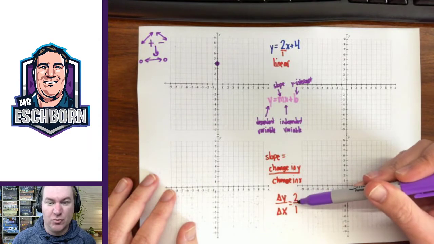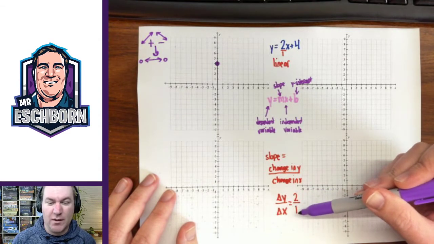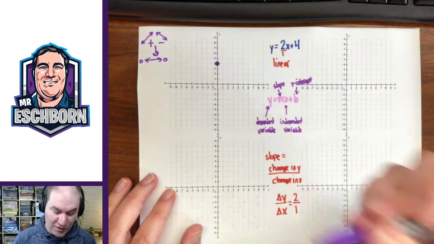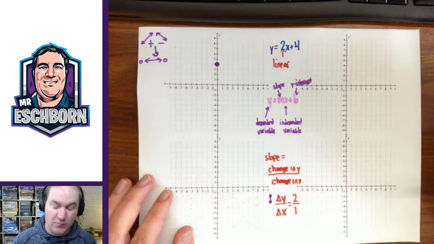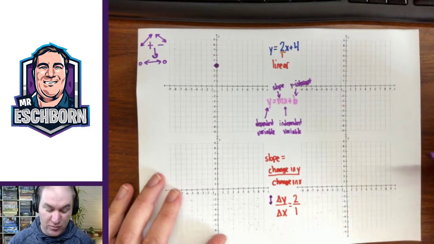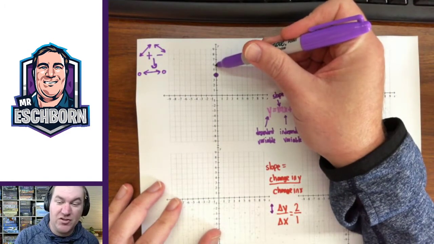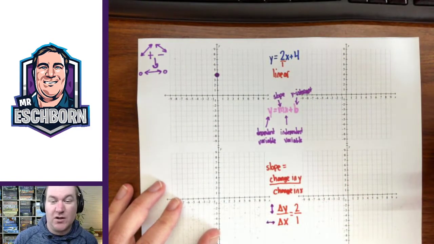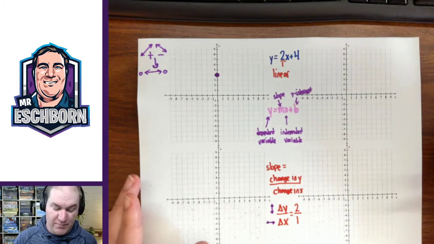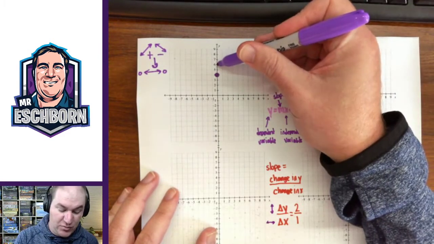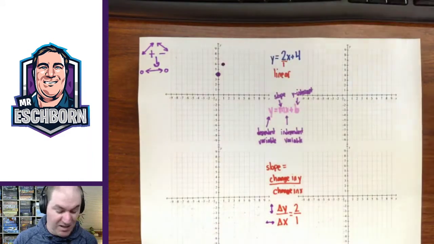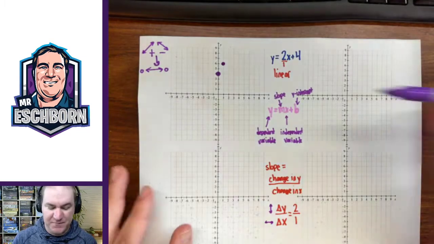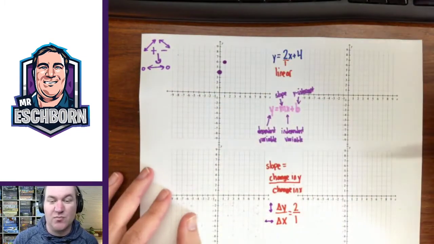Change in y is 2, and change in x is 1. If we're changing y, the y coordinates go up and down, right? So if we're changing y by 2, then we're going to go up by 2. And if we're changing the x by 1, that means we're going to change left or right by 1. So we're going to go up 2 and over 1. That's it. We have our 2 points. Our line is technically done. We would just use a ruler and connect those 2 points.